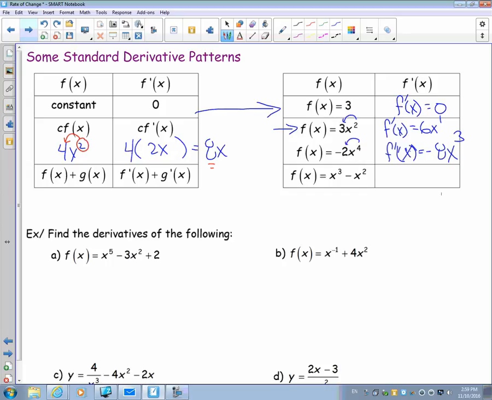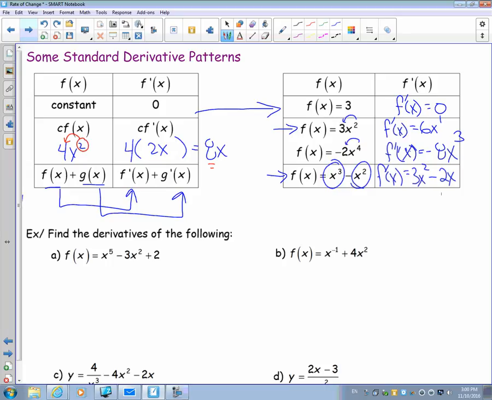Okay, and the last most common thing is if you have two separate functions, things separated by plus and minus signs, well, just take your derivative for each piece. So derivative of the first piece, and then derivative of the second piece. So given this example, my derivative will be, well, x to the 3 comes out to 3x squared minus, derivative of this piece is 2x. So two separate derivatives, basically. Okay, so those are our basic patterns.